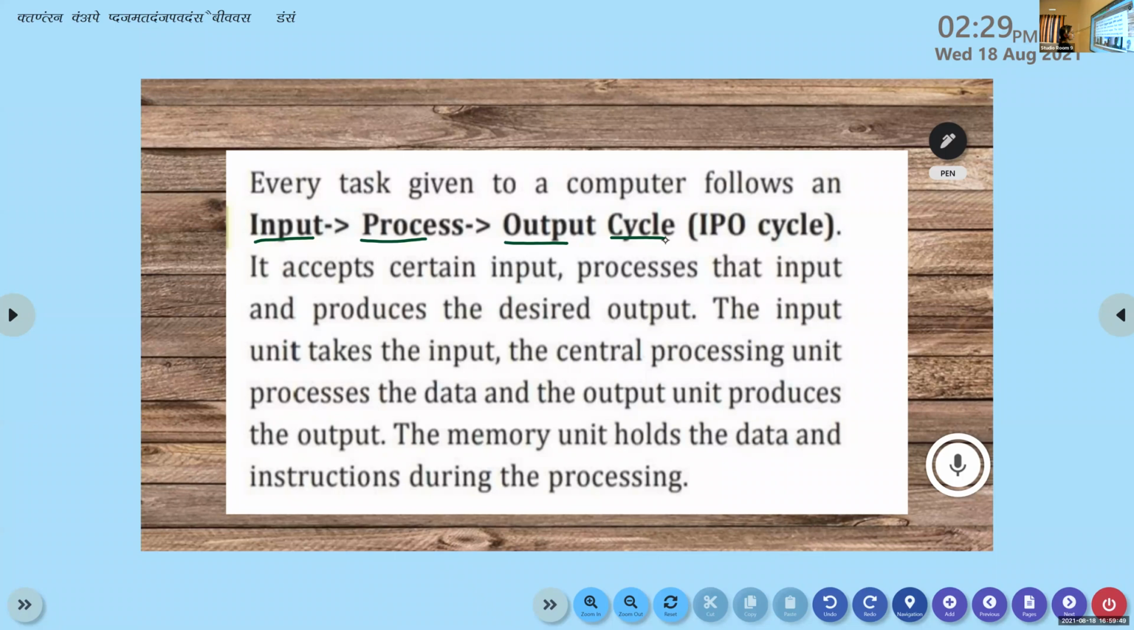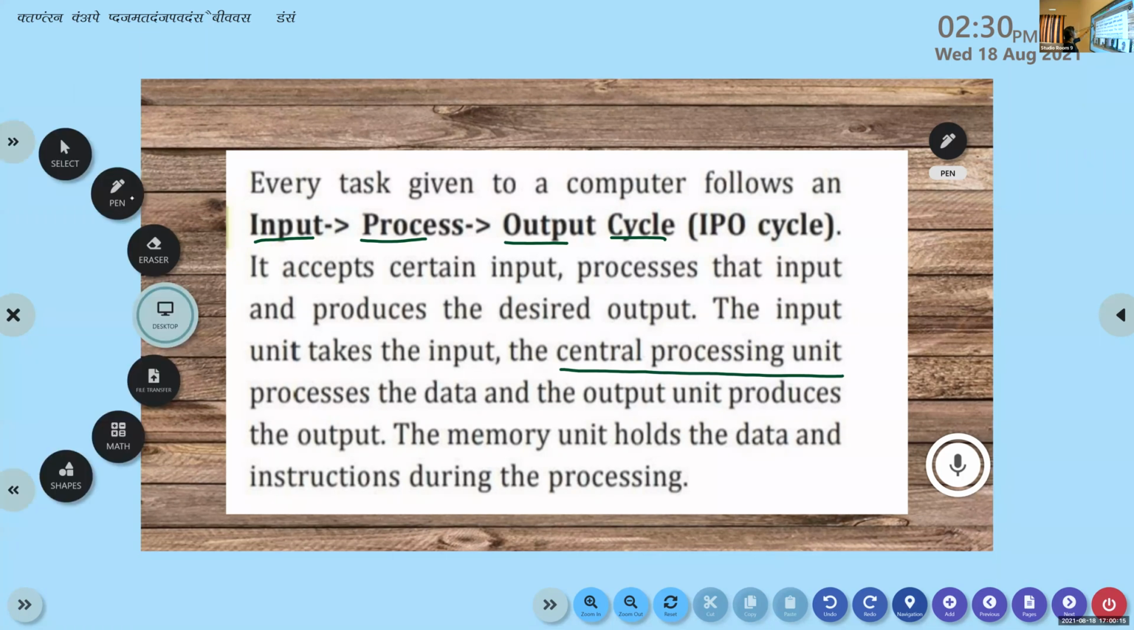Who does the processing? Which part of the computer? CPU. Excellent. CPU is also known as the brain of the computer. We will learn in this chapter. So processing is done by the CPU. CPU stands for Central Processing Unit. Please do learn the full form of CPU.